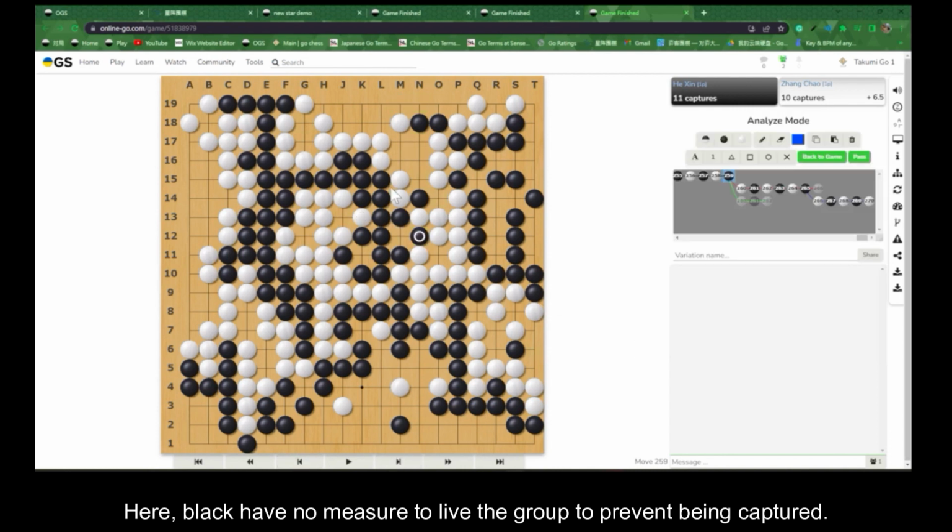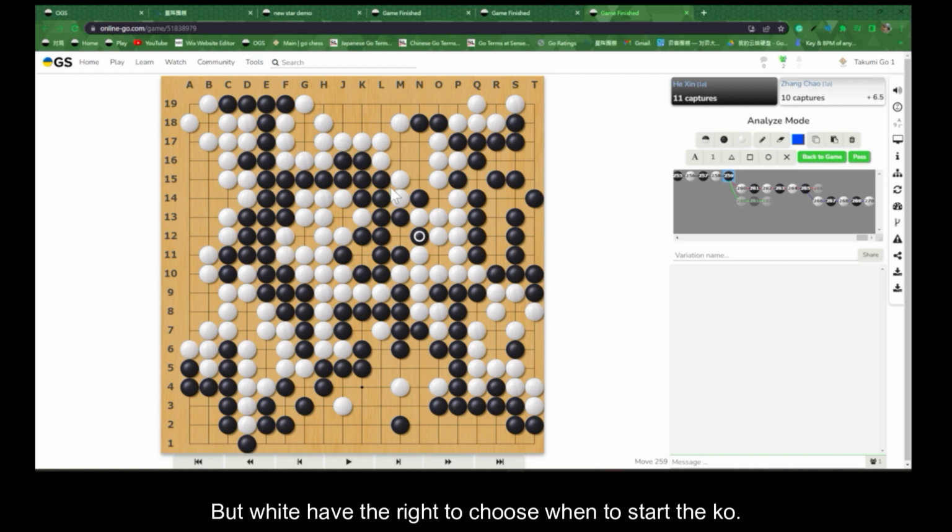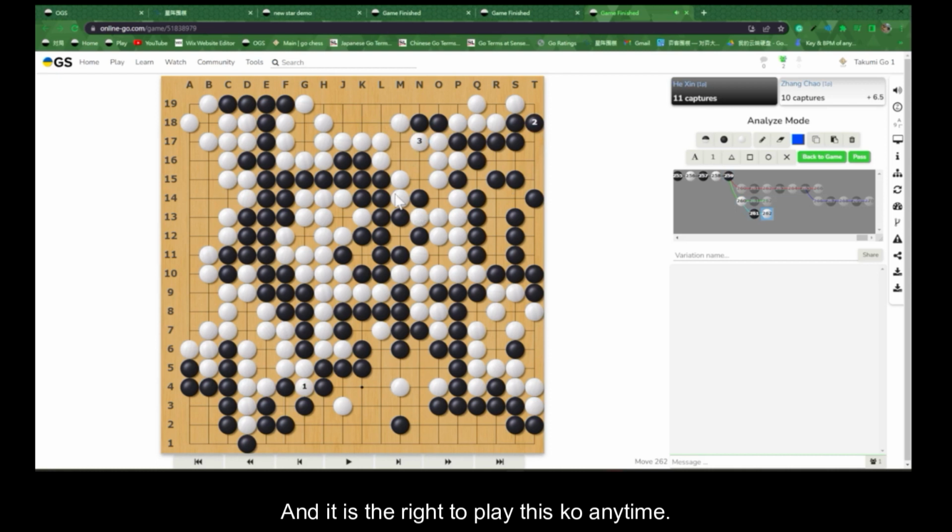Here, black has no means to leave the group to prevent being captured. But white has the right to choose when to start the core. White could simply play elsewhere to finish the yose, and has the right to play this core anytime. And this is the first element.